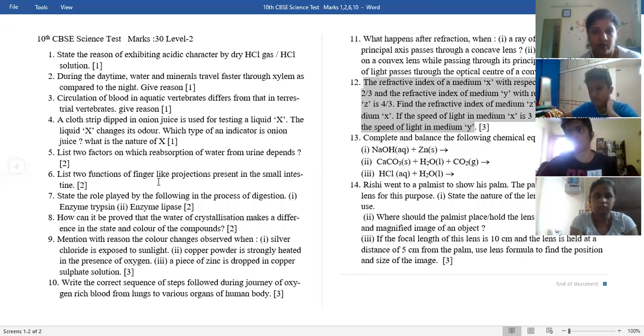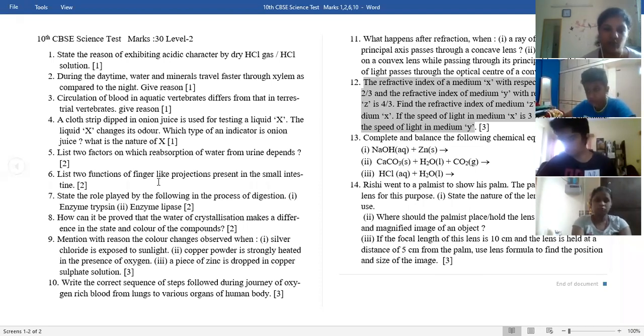So, for the image to be formed between F and 2F, he has to hold the object there. If the focal length of this lens is 10 centimeter, that is F is equal to plus 10, and the object is held at a distance of 5 centimeter, that is U is equal to minus 5, use the lens formula to find the position and size of the image. Position is minus 10 centimeter. And the size is 2 times. Magnification is 2. They have asked the size, so you can write that a 2 times magnified image is formed.